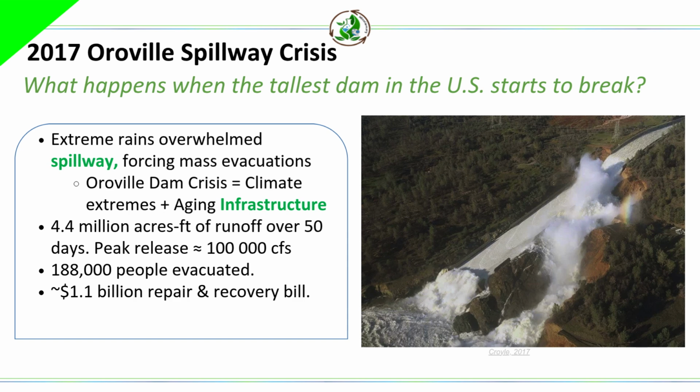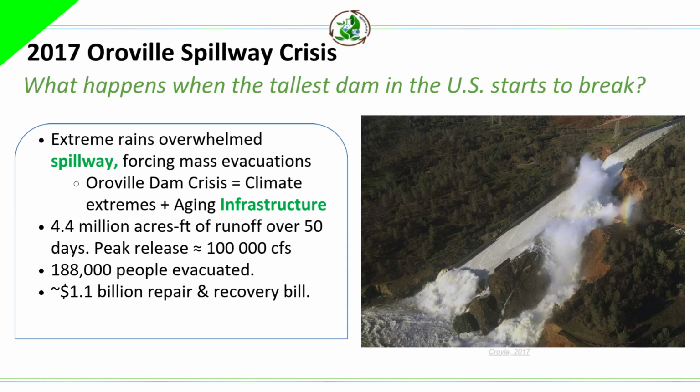Now we're going to talk about a dramatic event: the 2017 Oroville Spillway Crisis. The question is, what happens when the tallest dam in the U.S. starts to break? Extreme rains overwhelmed the spillway, which forced mass evacuations. In total, 188,000 people had to leave their homes for safety. This crisis shows how climate extremes and aging infrastructure can combine to create serious problems.